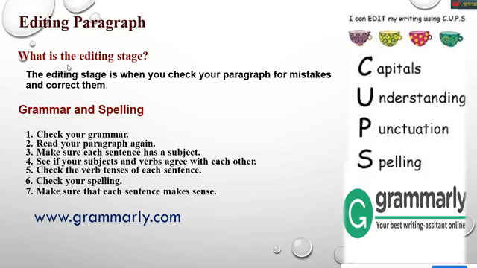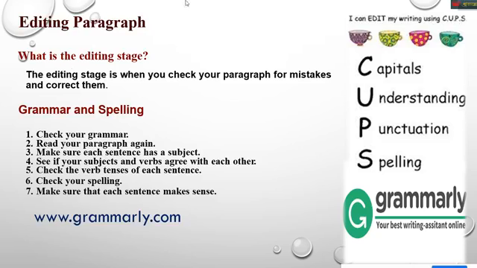And then the editing part. This is the most important part of writing a good paragraph, okay? In this stage, you must check your paragraph for mistakes and correction, and you see what are the points to be mentioned there. First, check your grammar, then read your paragraph, okay? Read your paragraph again and again. Make sure each sentence has a subject. Okay, see if your subjects and verbs agree with each other. Check the verb tenses of each sentence. Check your spelling. Make sure that each sentence makes sense.